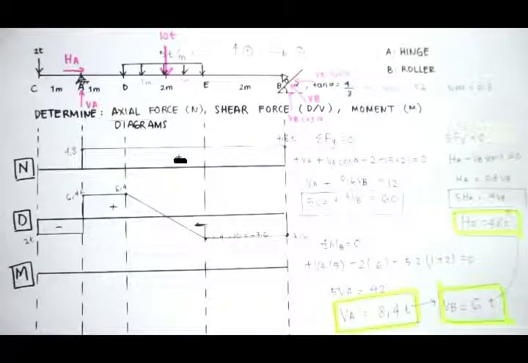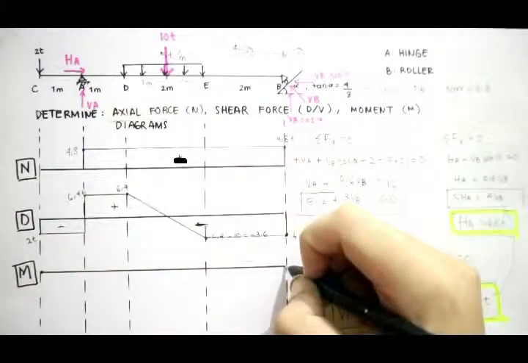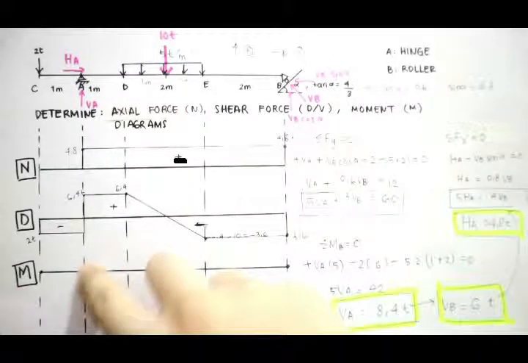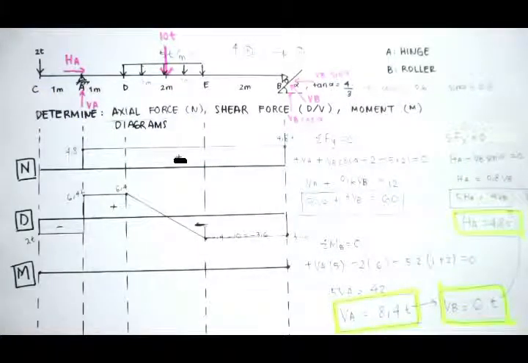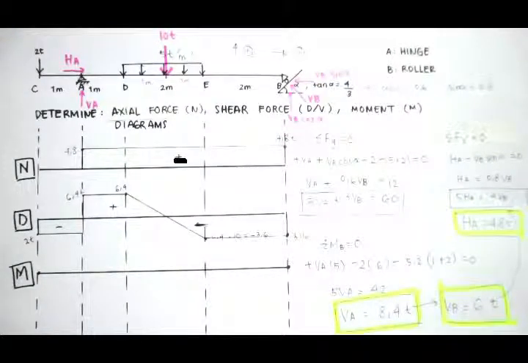Since at C, the 2 tons times 0 meters, then the moment at C should have been 0, and the moment at B should have been 0. At A, minus 2 tons. How can I say it's minus?